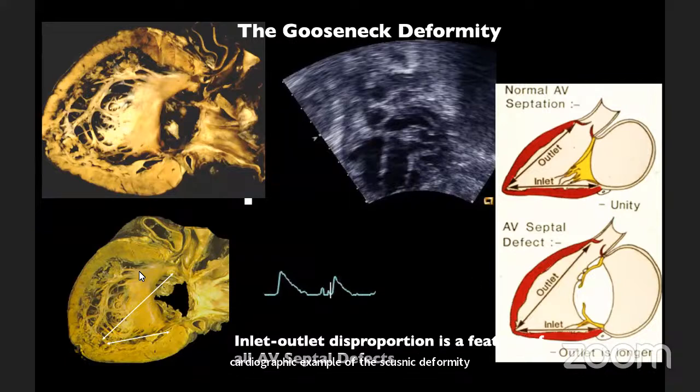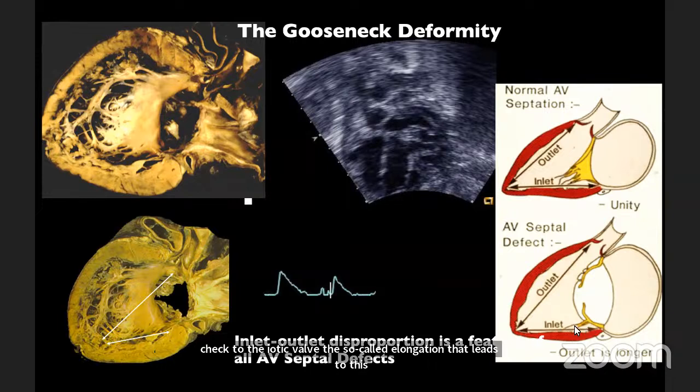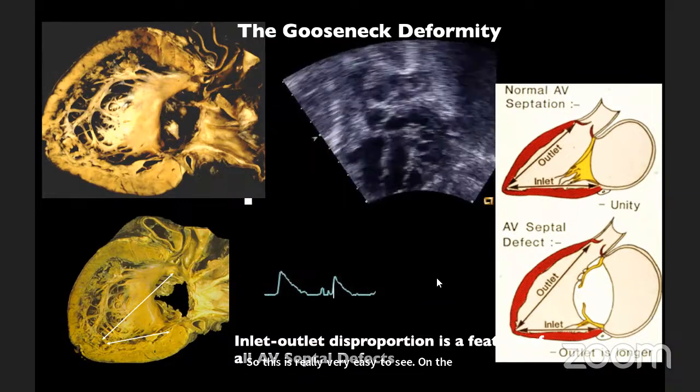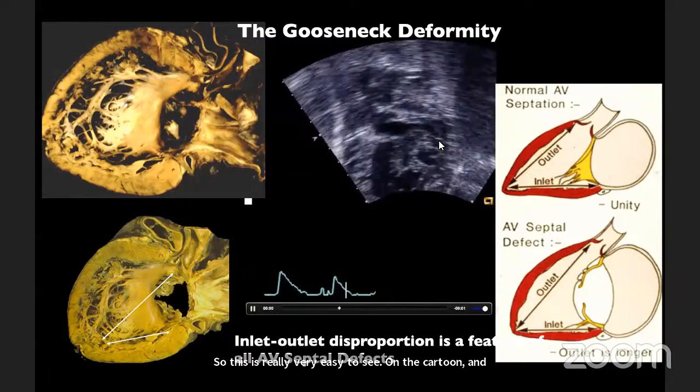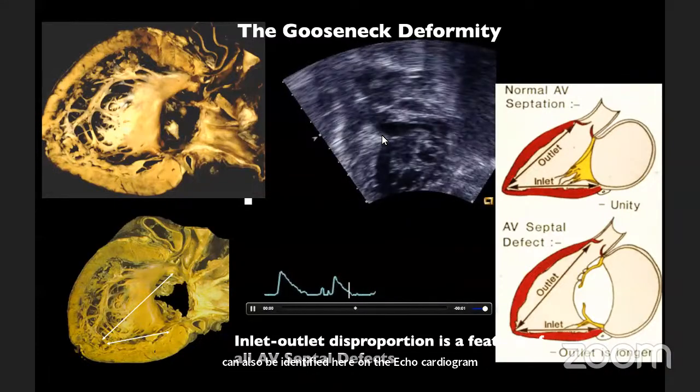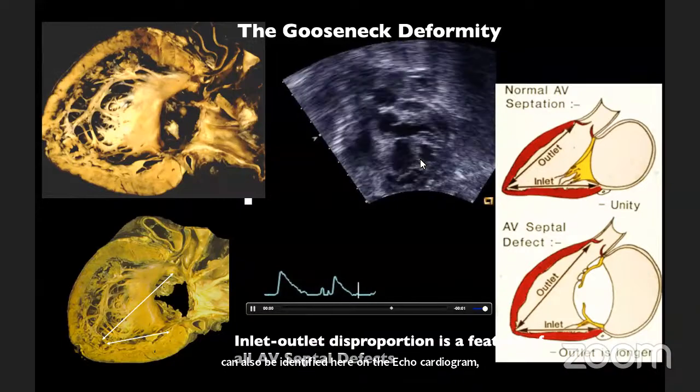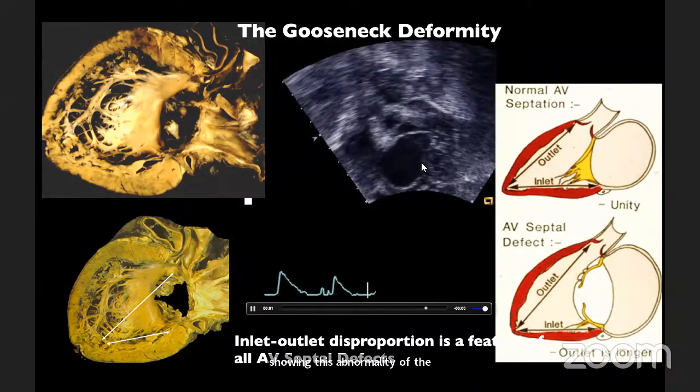So here are two specimens showing this. This is actually an ostium primum ASD where the valves have been removed and shows this extension of the left ventricular outflow tract to the aortic valve, the so-called elongation that leads to this outlet-inlet disproportion. And the inlet, of course, is narrowed. So this is really very easy to see on the cartoon and can also be identified here on the echocardiogram, showing this abnormality of the outflow tract that leads to the gooseneck deformity.